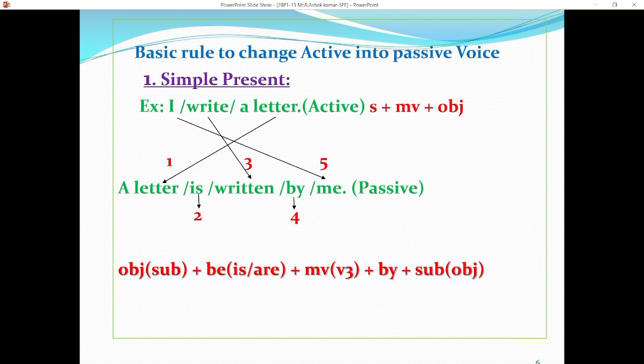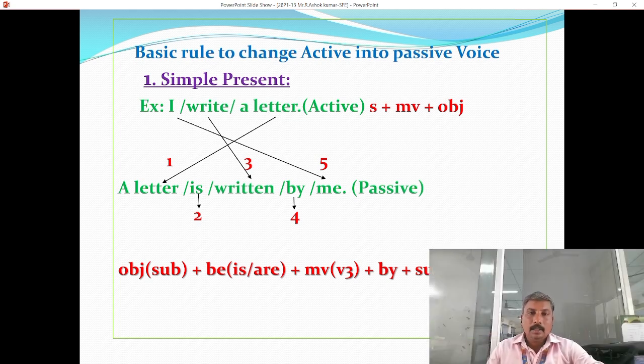Now we are going to see the first tense, simple present. In simple present, we can take an example like I write a letter. So it is a small sentence. If you want to convert the active voice into passive, first you have to divide the sentence into three categories. It is nothing but subject, verb, and object.